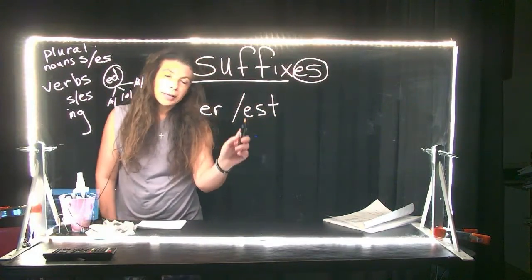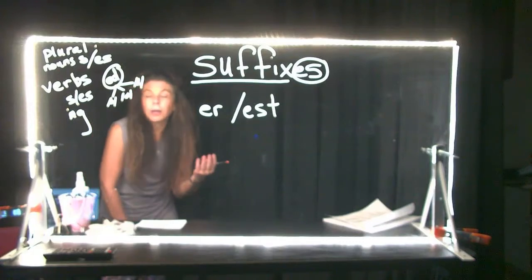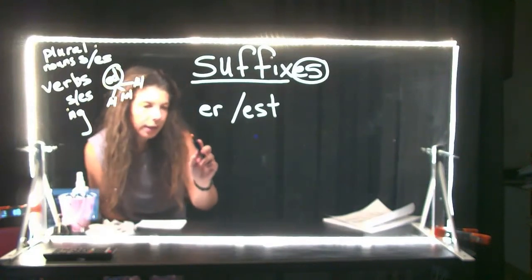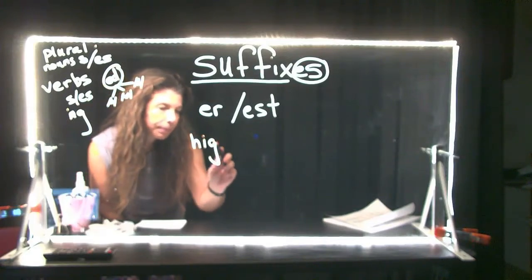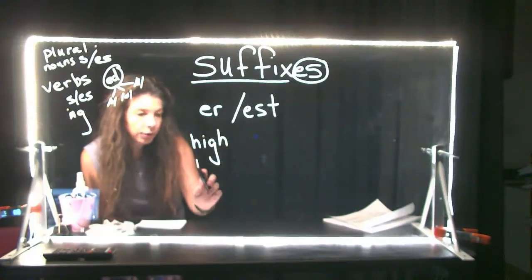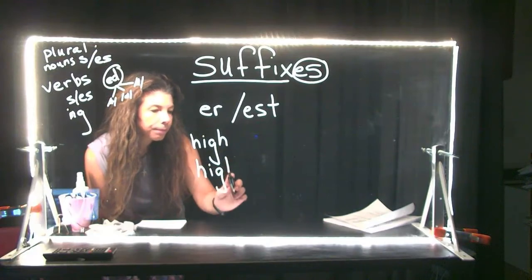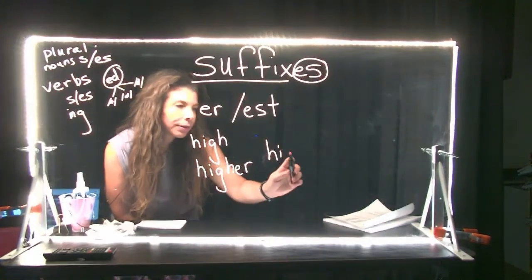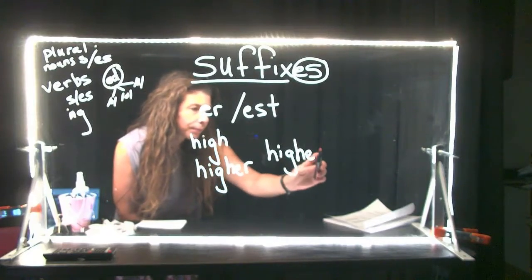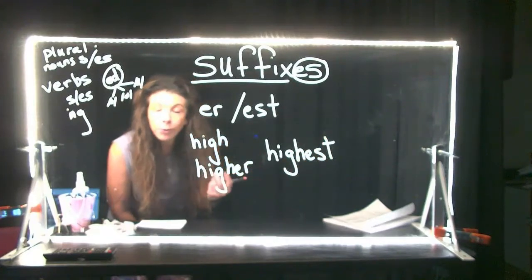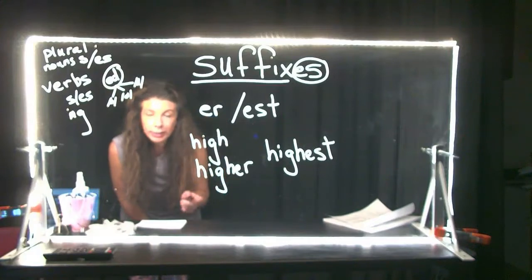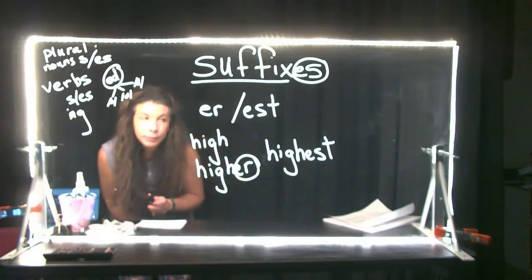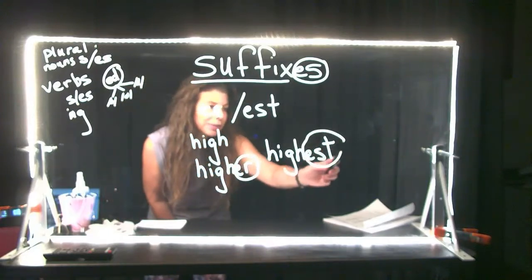Now, ER and EST are called superlatives. They make a word better than the next, right? So you can say that I can jump high. My sister can jump higher. My mom can jump the highest. So that is one thing that the ER and EST does. You can compare, right? Higher. This is a superlative because it is the most. Highest.